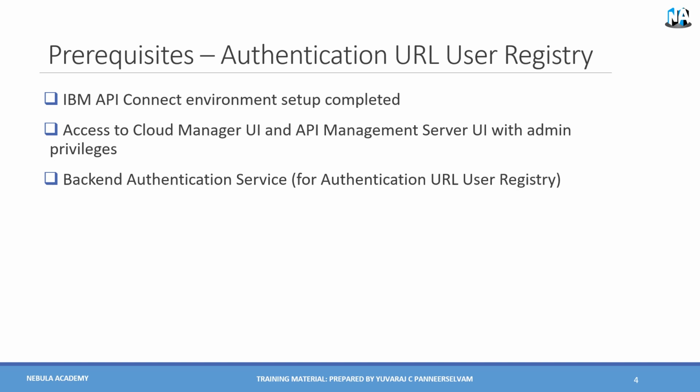In case you're creating for a specific provider organization, and in either case, you should have an admin privilege, which will give you the privilege to create the resources on Cloud Manager or API Manager. And then you need to have a backend authentication service, because that is the endpoint that you're going to invoke from API Connect for performing the actual authentication.